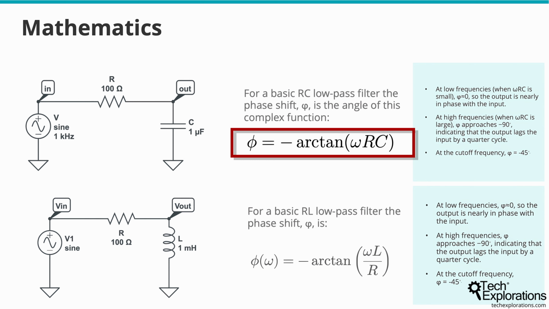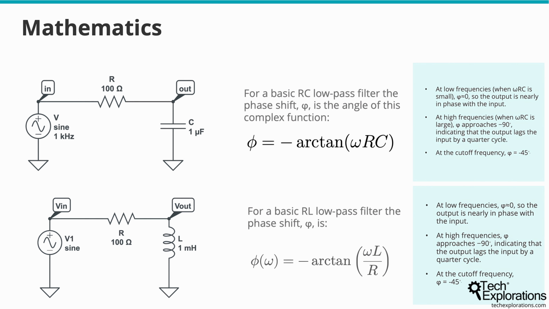This means that at low frequencies, when omega RC is a small number, phi is approximately 0, so the output is nearly in phase with the input. But at high frequencies, when omega times R times C is a large number, phi approaches minus 90 degrees, indicating that the output lags the input by a quarter cycle.